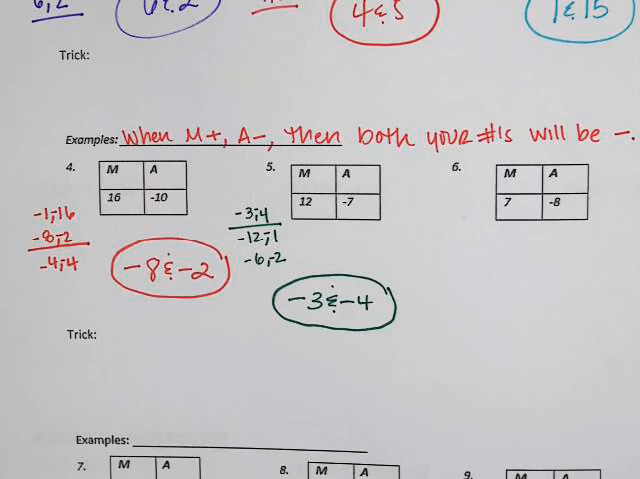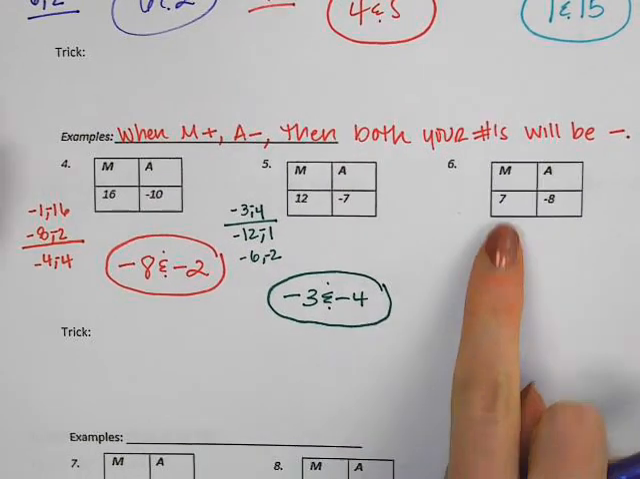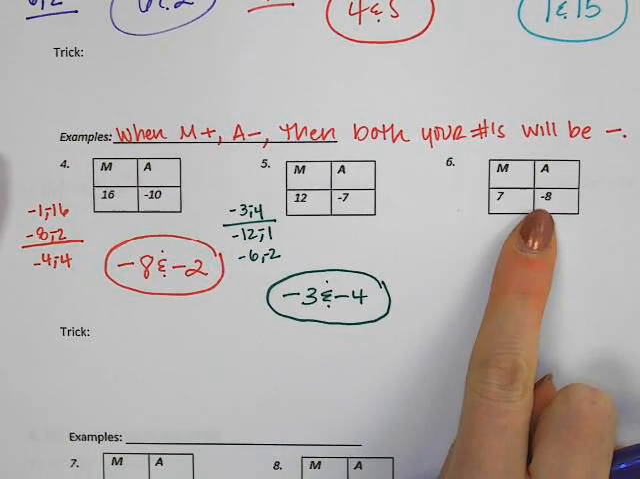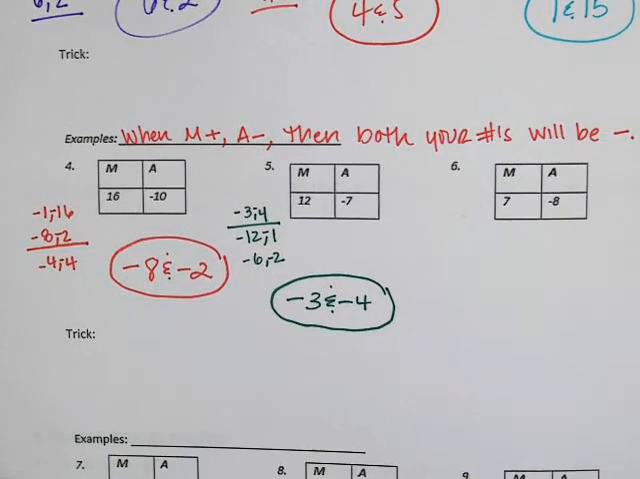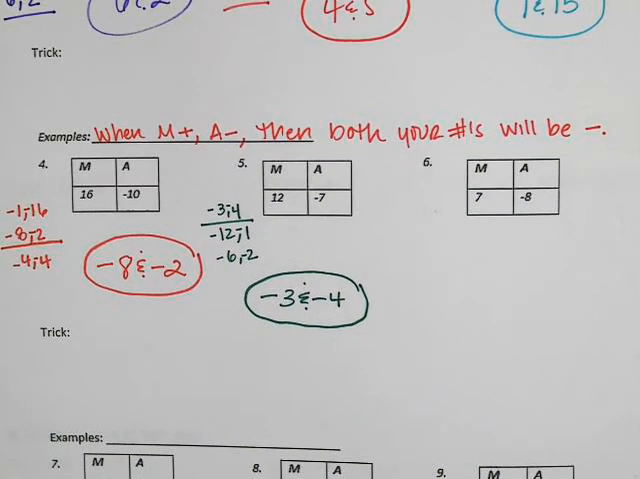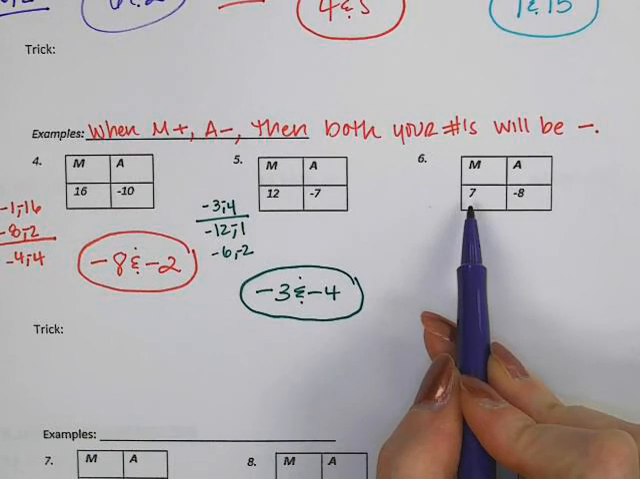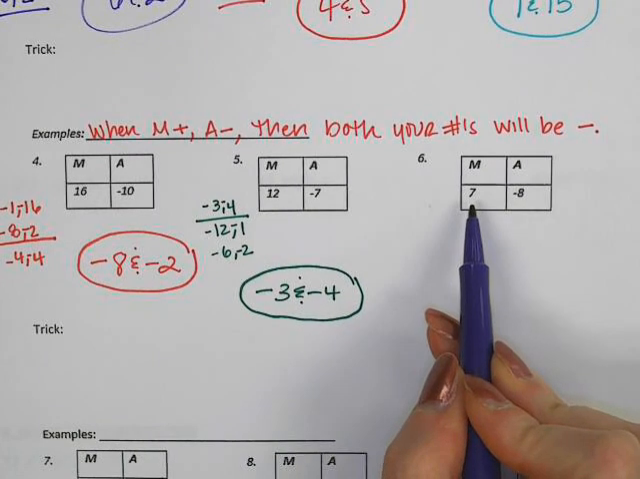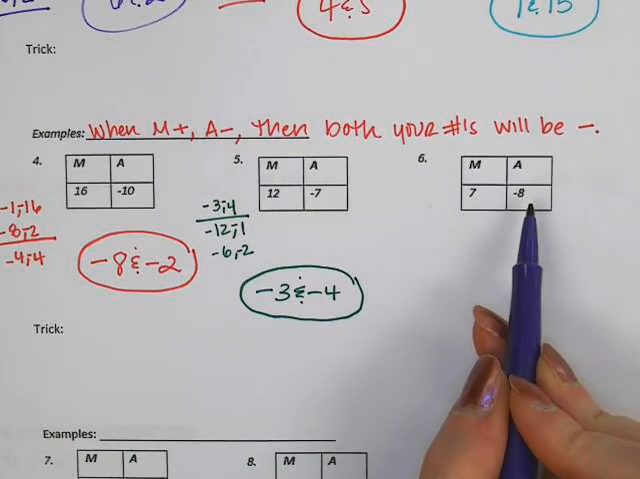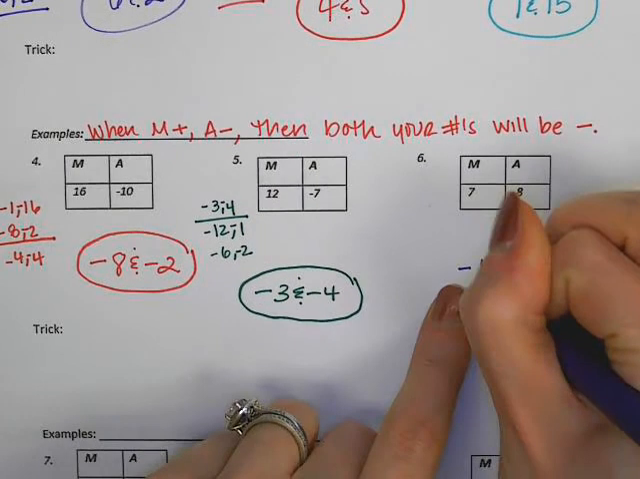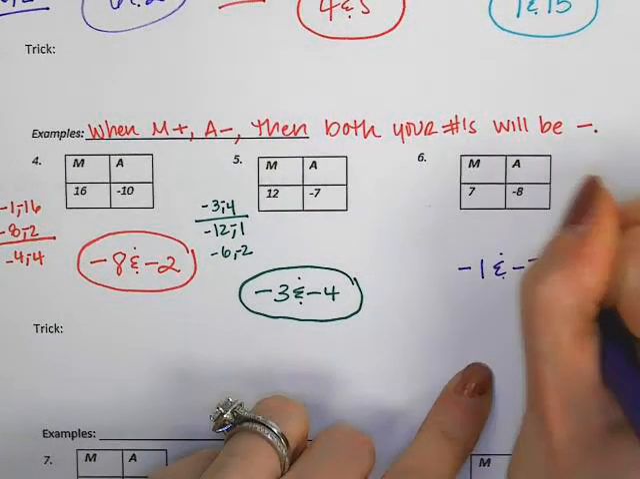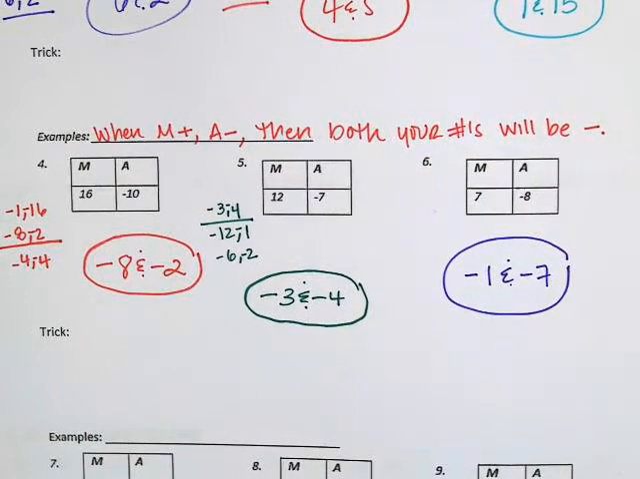One more, number 6. Two numbers that multiply to 7 but add to -8. I'm going to do this one in my head. If they multiply to 7, it's got to be 1 and 7. But if they're adding to -8, it's got to be -1 and -7. That works out.